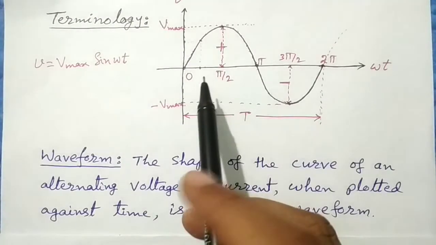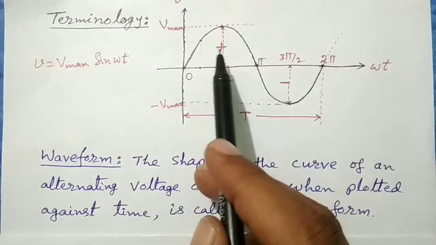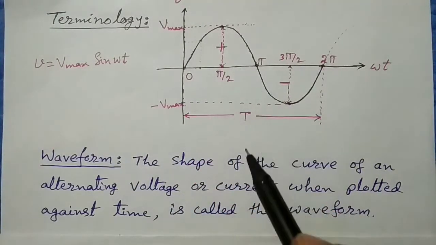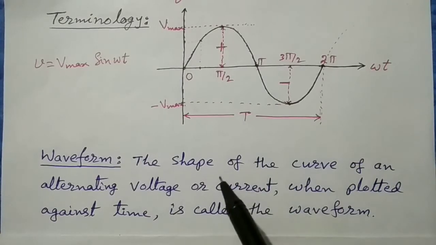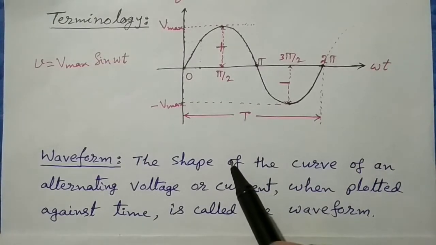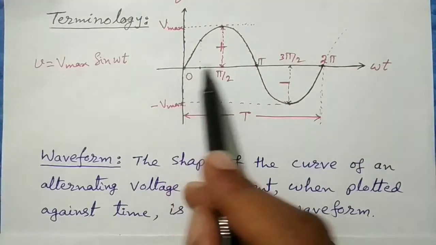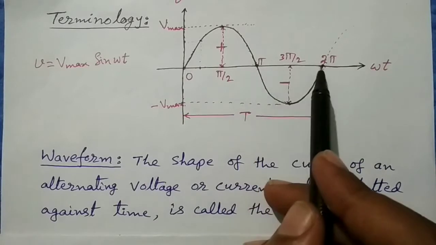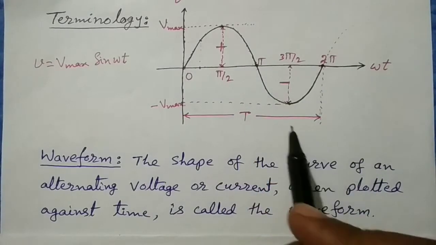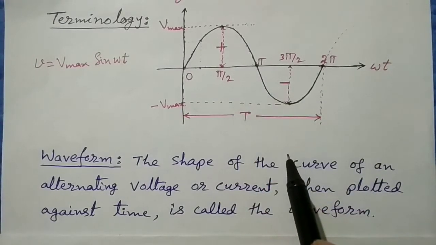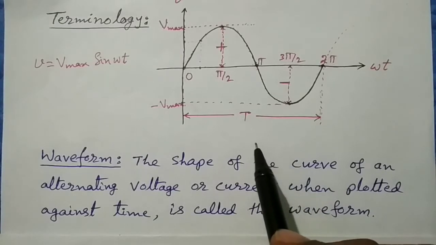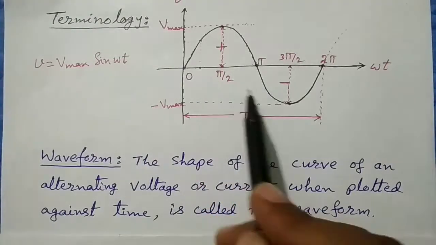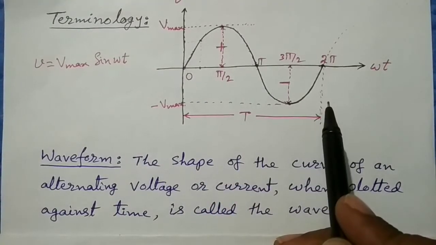Generally, the sinusoidal waveform used in power supply is always a symmetrical waveform. There are some other types of waveform also, where the two parts, that means from 0 to pi and from pi to 2 pi, will not be the same. It will be considered an unsymmetrical waveform. The symmetrical and unsymmetrical waveforms and their characteristics will be discussed later.